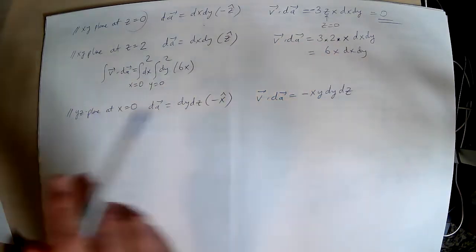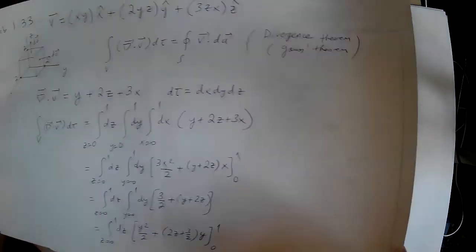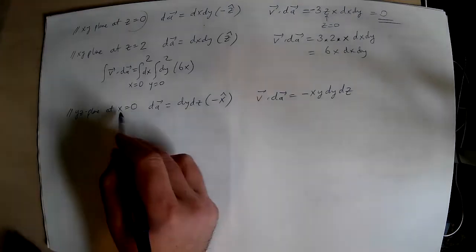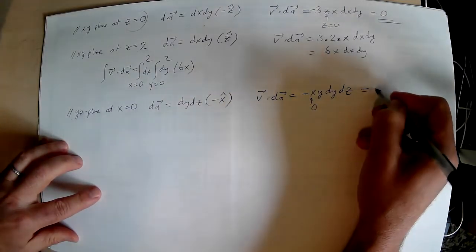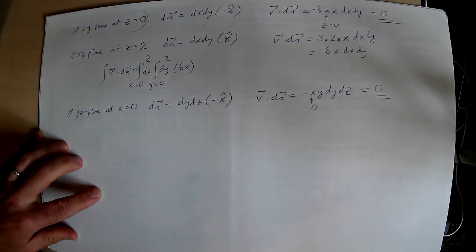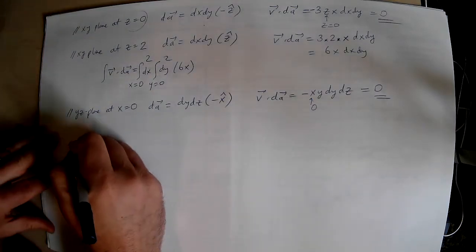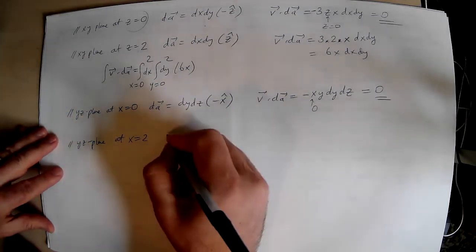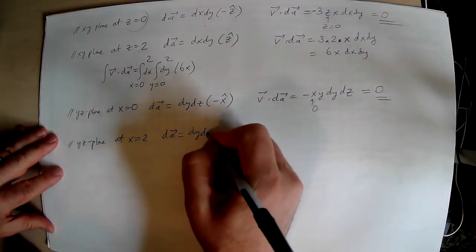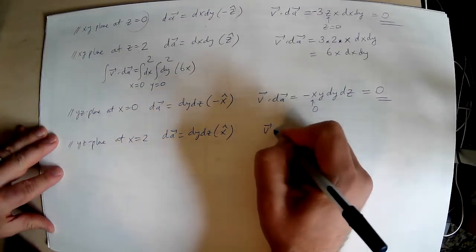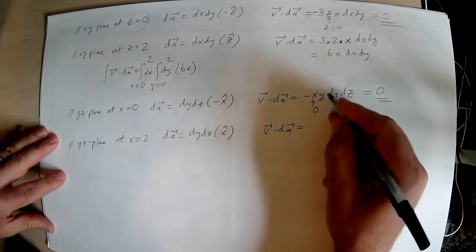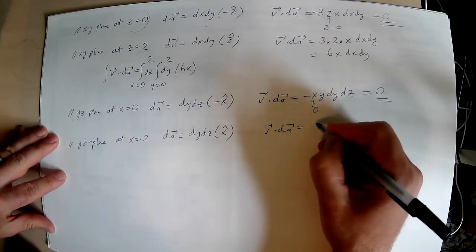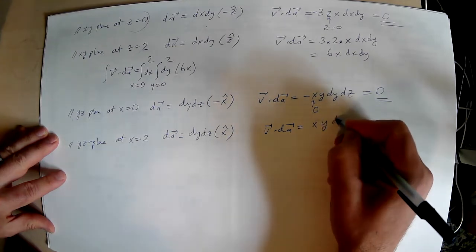Okay. Now, this is parallel to yz plane at x equals 0. So x equals 0, so this is 0. So this is immediately 0. Okay. I don't have to worry about that. So the other one, parallel to yz plane at x equals 2. Now the opposite of this, obviously, dy dz now positive x hat. So v dot dA becomes the same thing with a positive, so it will be xy dy dz.